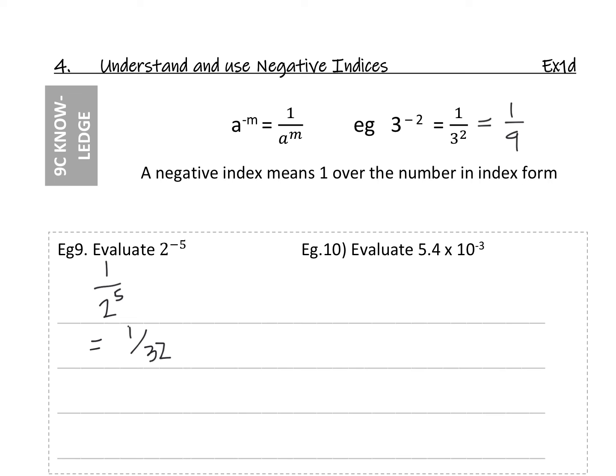Example 10. Evaluate 5.4 multiplied by 10 to the power of negative 3. So to do this calculation, we'll need to rewrite 10 to the power of negative 3 first of all. So what is 10 to the power of negative 3? 10 to the power of negative 3 is the same as 1 over 10 to the power of 3.